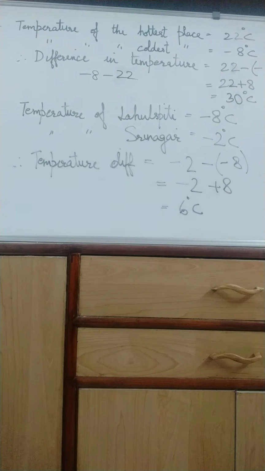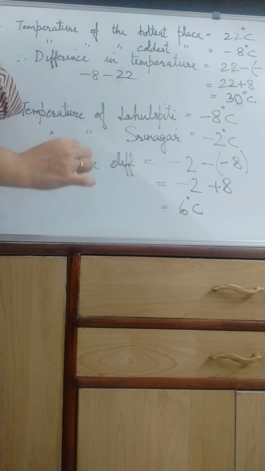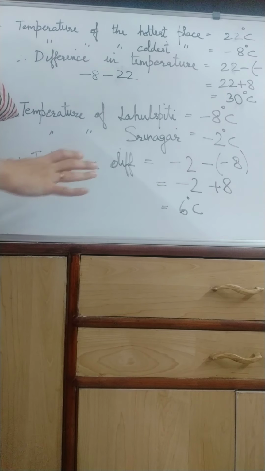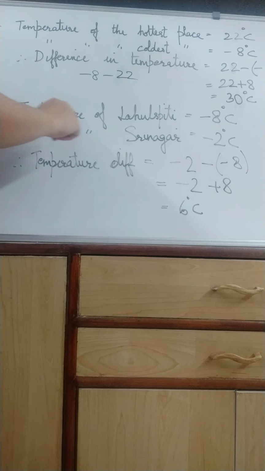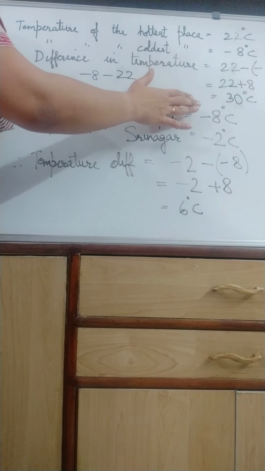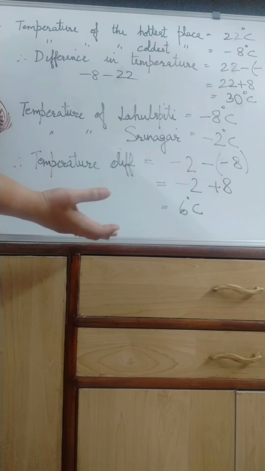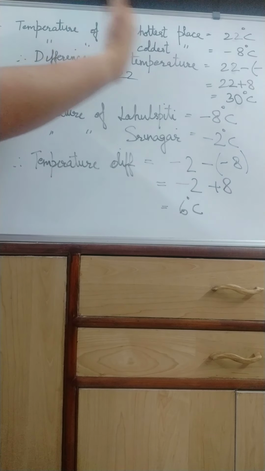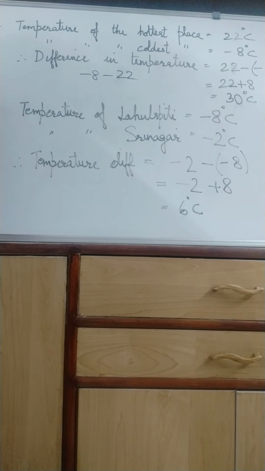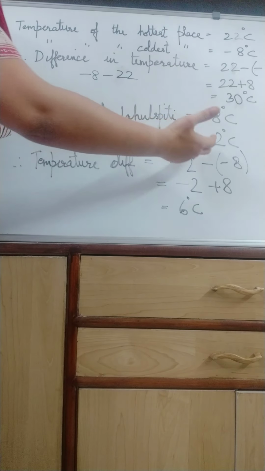The third part says, what is the difference between the temperature of Lahaul Spiti and Srinagar? So we have written the temperature of Lahaul Spiti. Please, I want you to understand this is the way to do. You have to write statements. Temperature of Lahaul Spiti is -8. Temperature of Srinagar is -2. Now again, between -8 and -2, which one is bigger? Which one is towards the right of the number line? Any number towards the right is bigger than any number towards the left. So -2 is towards the right.